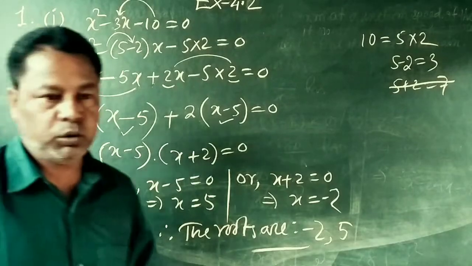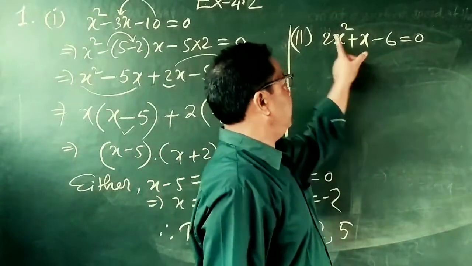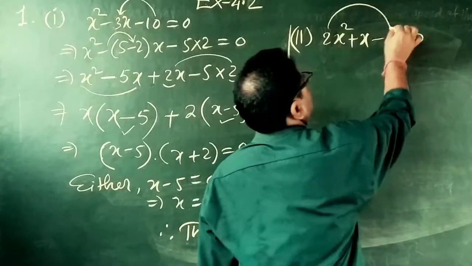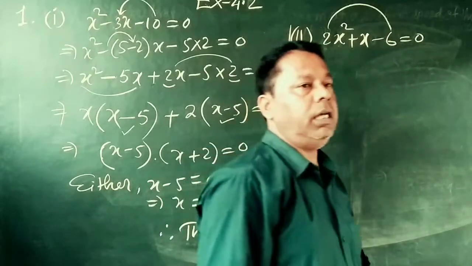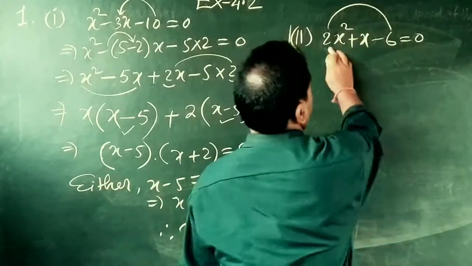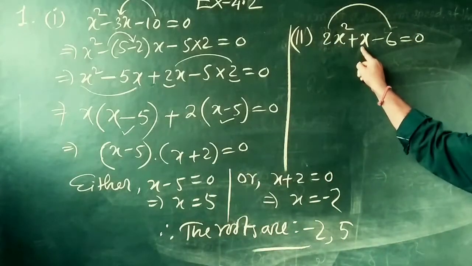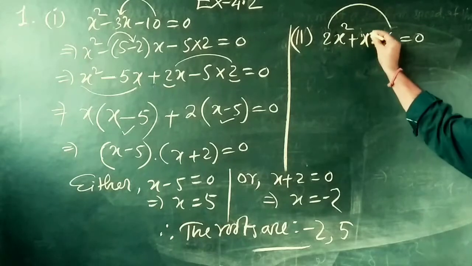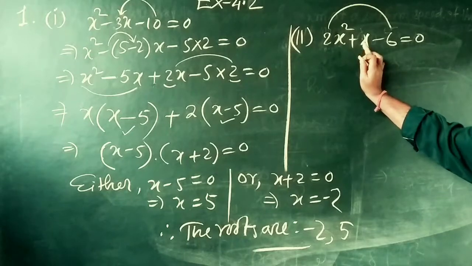Question number 2. So here it is a bit different. Before x square, we find its coefficient is 2. Then the first work is to multiply these two, the coefficient of x square and the constant term. If we multiply, we get 6 times 2, which is 12. Now we need factors of 12 that make 1. Before x square, 1 is there. Before x, 1 is there. The coefficient of x is 1. If nothing is written, then we have to understand that 1 is there.